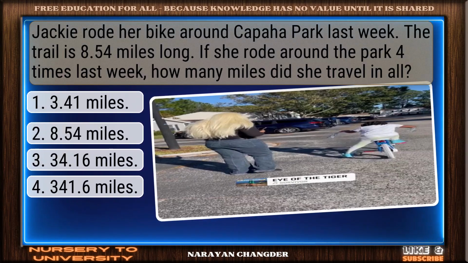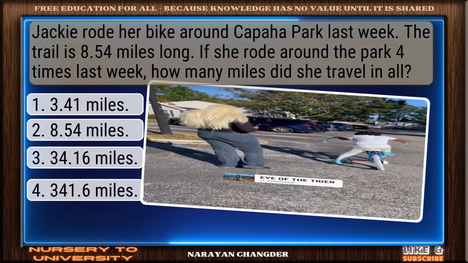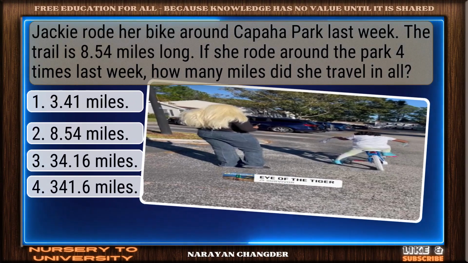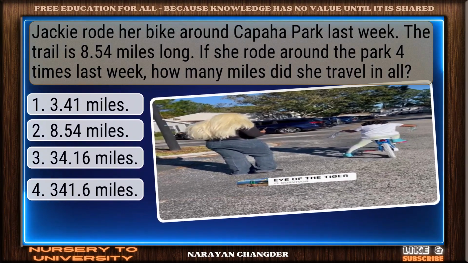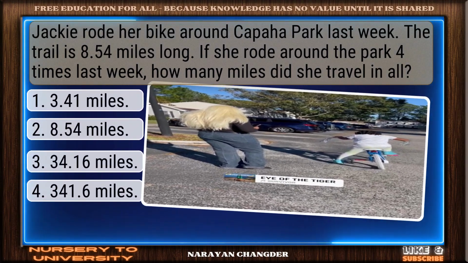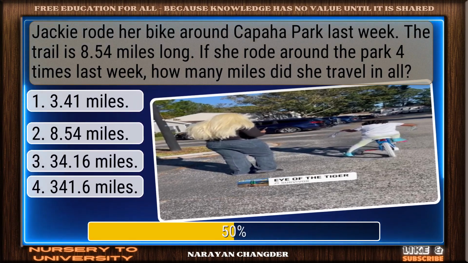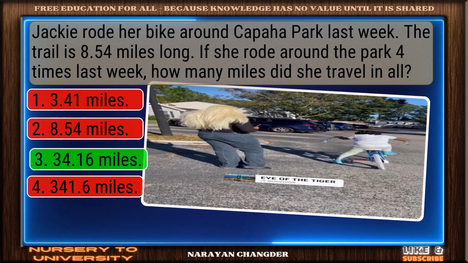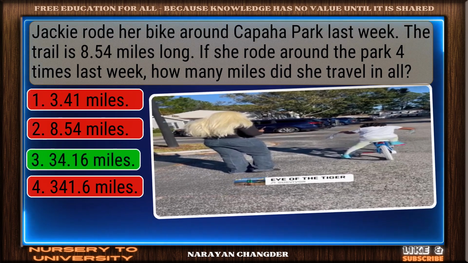Question number 5. Jackie rode her bike around Kapaha Park last week. The trail is 8.54 miles long. If she rode around the park 4 times last week, how many miles did she travel in all? Clear logic. Your choice, 34.56 miles, is sound and 100% true.